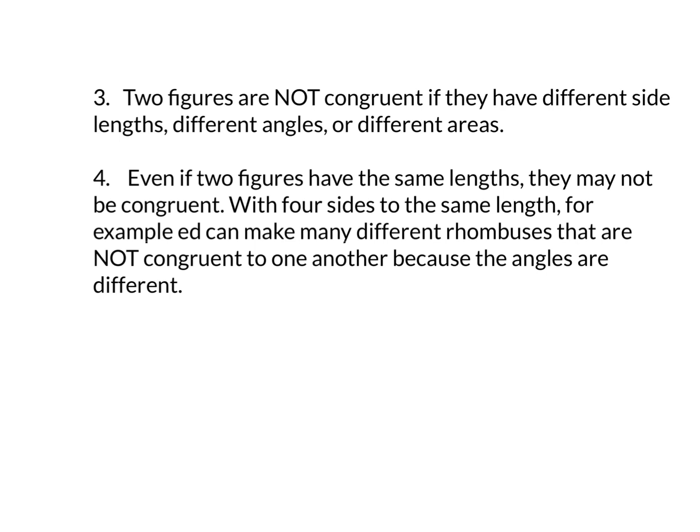And then number 4, even if two figures have the same side lengths, they may not be congruent. With 4 sides of the same length, for example, we can make different rhombuses, but they might not be congruent because their angles are different. Remember, if you need to, with trace paper you can show that those figures are the same by having them land on each other. They're exactly the same.